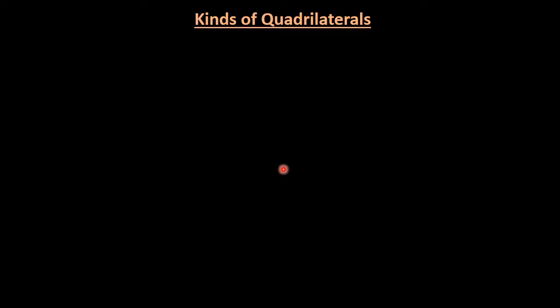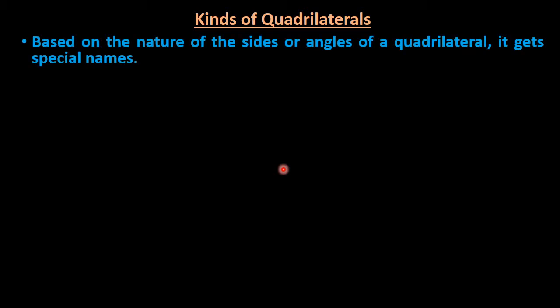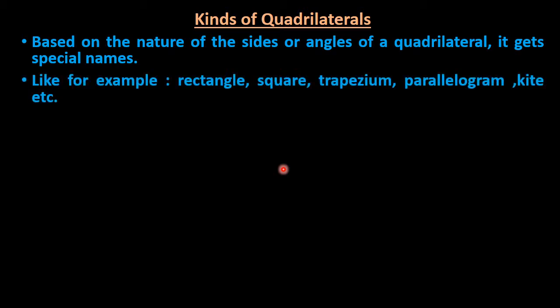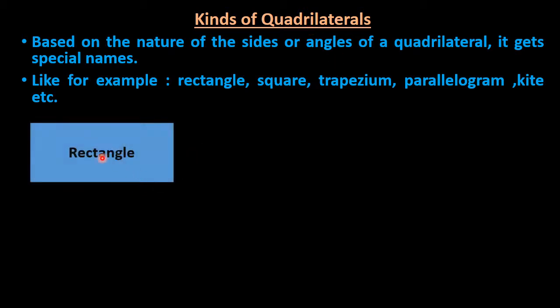A quadrilateral is a polygon having 4 sides. And based on the nature of the sides or angles of a quadrilateral, it gets a special name, for example, rectangle, square, trapezium, parallelogram, kite, etc. So all these belong to the quadrilateral, because if we draw a rectangle, then this rectangle also has 4 sides. So it belongs to quadrilateral only.